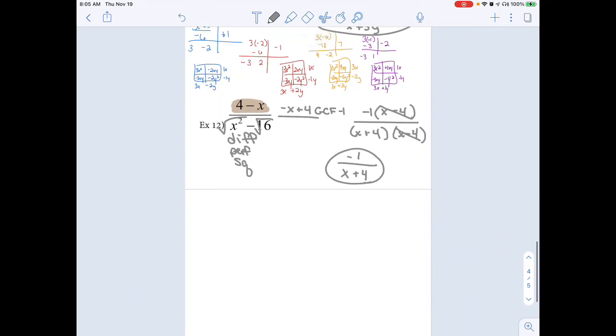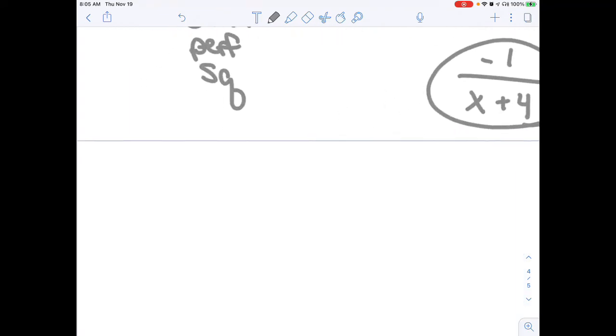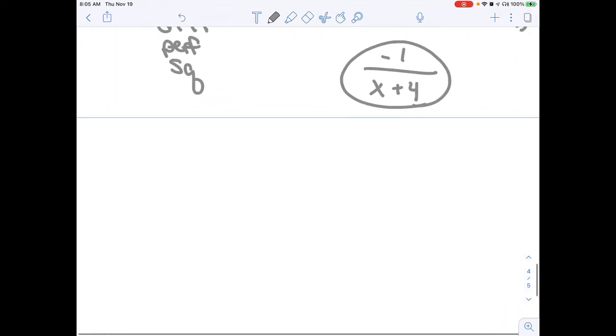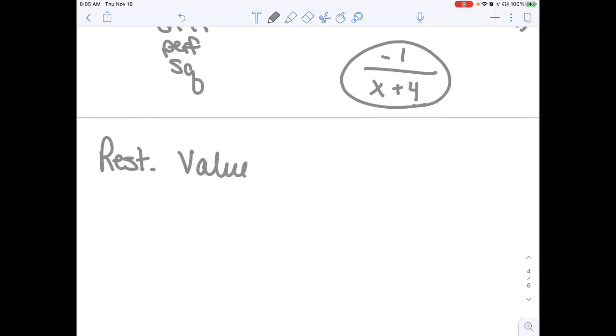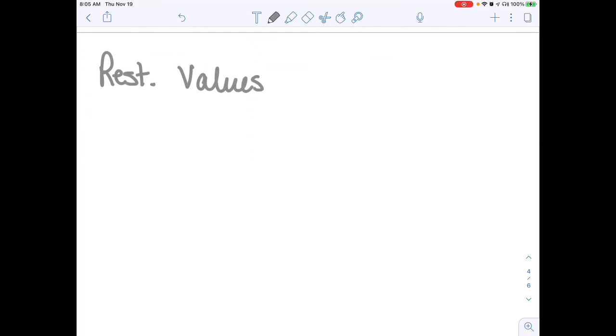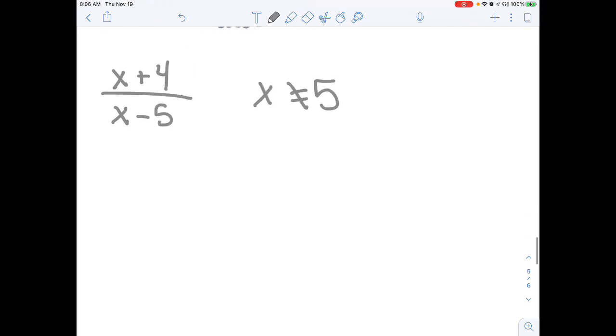The last part of this video, I promise, is talking about restricted values. Let me tell you a little bit about restricted values. Restricted values are the values of your variables that would make your denominator 0. Because remember, if your denominator is 0, the world blows up. So if we have x plus 4 over x minus 5, the restricted value is positive 5. Because if you put positive 5 in the bottom, you get 0. That's an example of a restricted value.